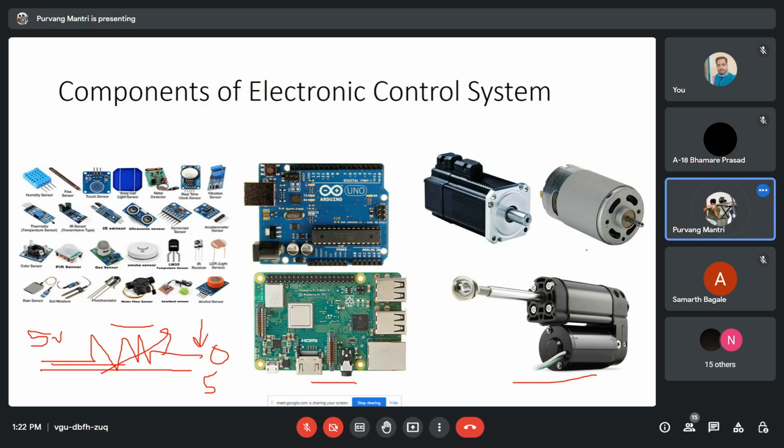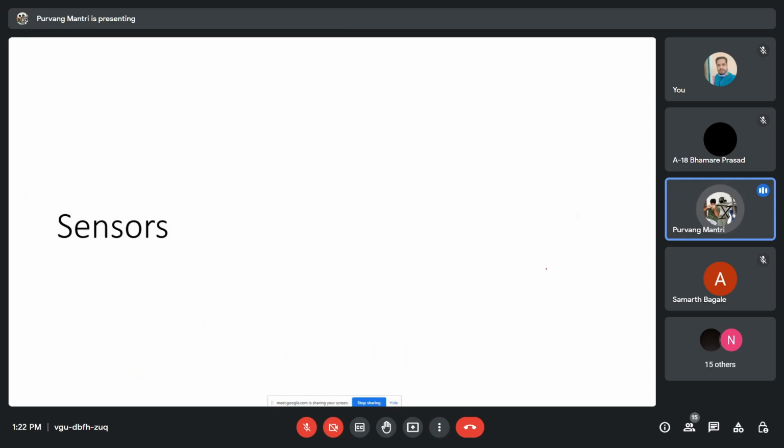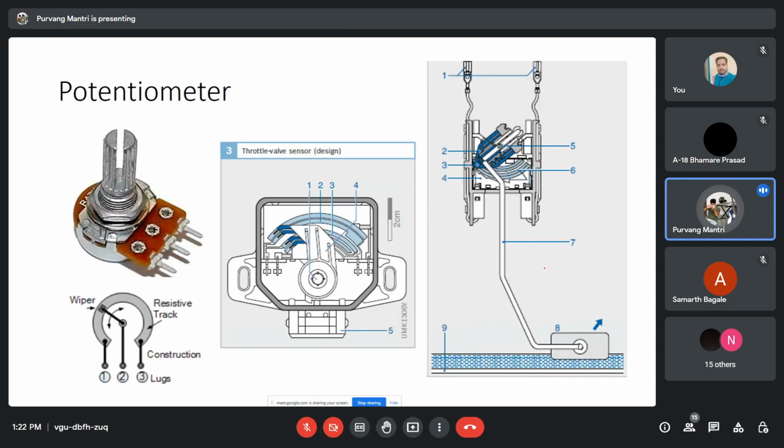So let's look deeper into all the types of sensors. First and foremost, we have the potentiometer. A potentiometer is nothing but your fan's regulator. You rotate your fan's regulator in a clockwise or anti-clockwise direction, and the speed of your fan changes, right? That regulator is nothing but a potentiometer. A potentiometer has a resistive strip or a resistive track.